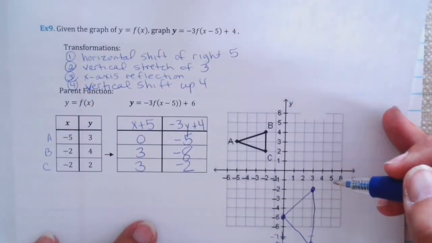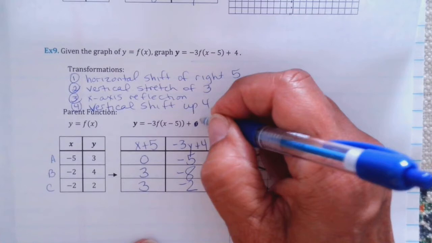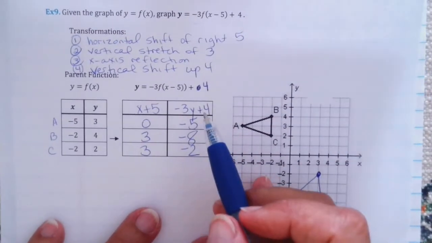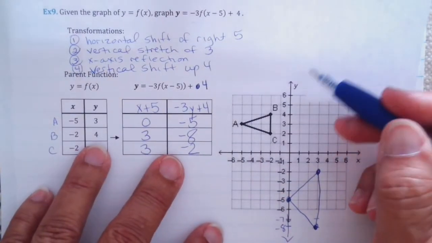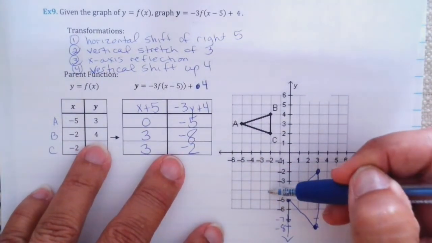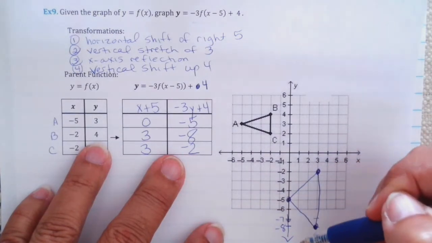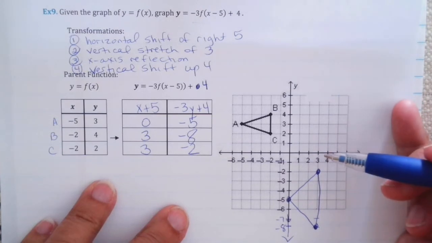Oh, and you know what? This is just a typo right there. I just saw that 6. This should be 4. Right? Plus 4. Thank goodness. I did it at least right there. So now you might be saying, why didn't it go up here? So remember, first you reflect it. So it would be down here. And then you go up 4. So it did move up 4 just after the reflection. So that's why the order matters.